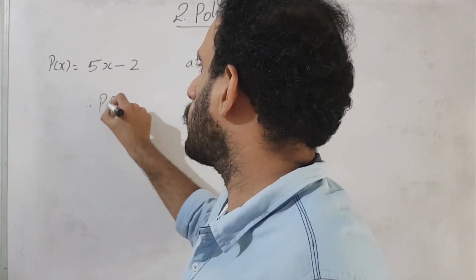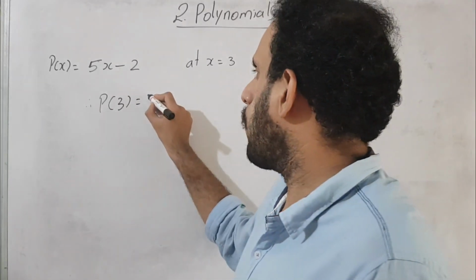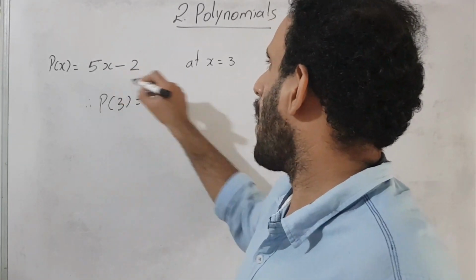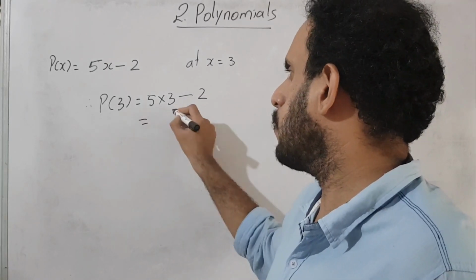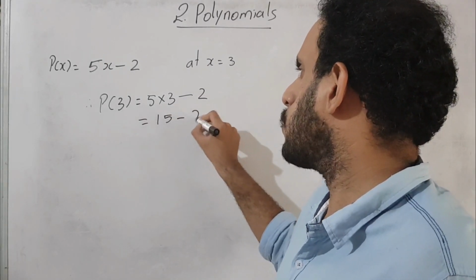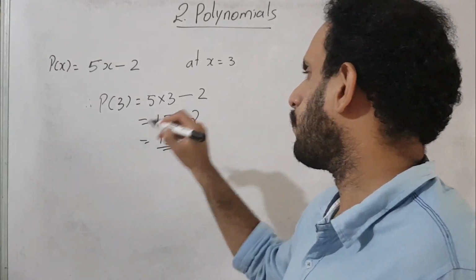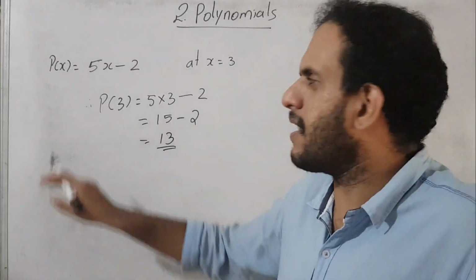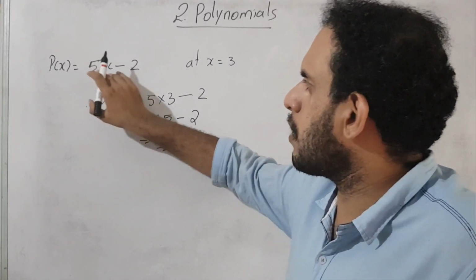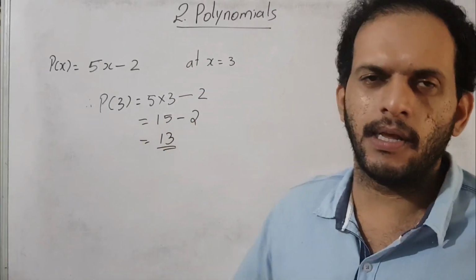Therefore, p of 3 is equal to 5 into x, x means 3, minus 2. Then it is equal to 15 minus 2, which is 13. Correct? P of 3 is equal to 13. Then what is the value of p of x is equal to 5x minus 2 at x is equal to 3? That one is 13.